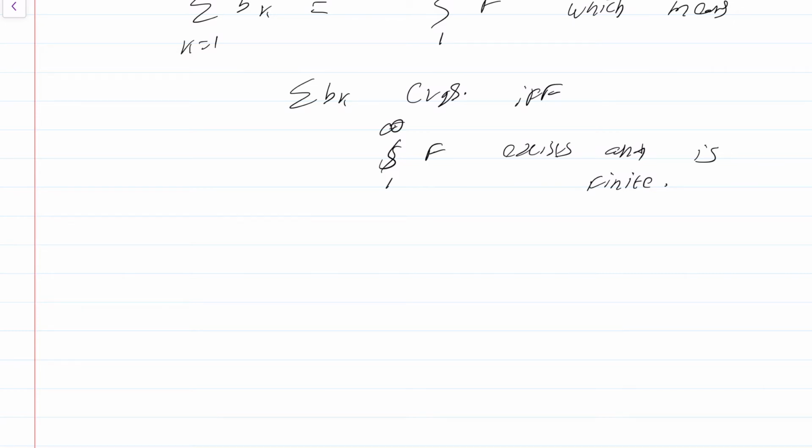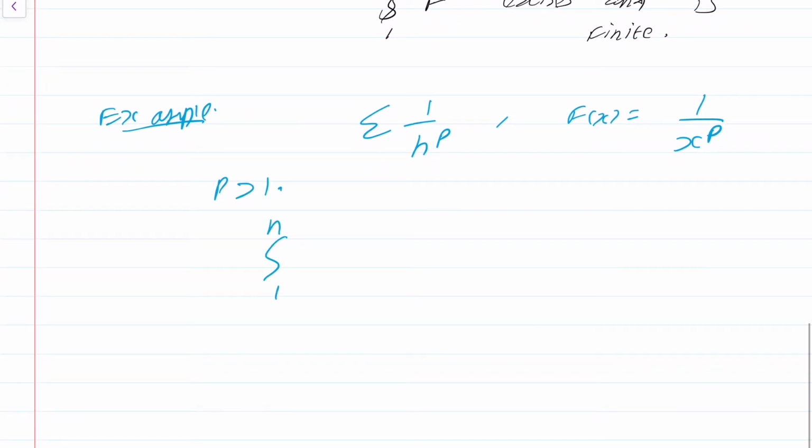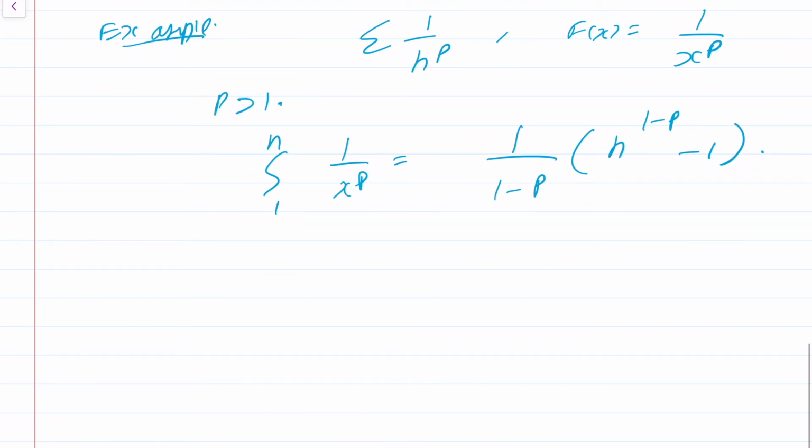Now, using the integral test, we can easily show that summation 1 by n power p does converge if p is greater than 1. Let's see how this is done. So example, consider summation 1 by n power p. Now choose f of x equal to 1 by x power p, and let's first take p greater than 1 and see what happens. Then the integral from 1 to n of 1 by x power p is nothing but 1 by (1 minus p) times n power (1 minus p) minus 1. In fact, for this we don't need to assume p greater than 1, we just need to assume that p is not equal to 1. When p is equal to 1, what I have written is not correct. The integral of 1 by x is actually log x.